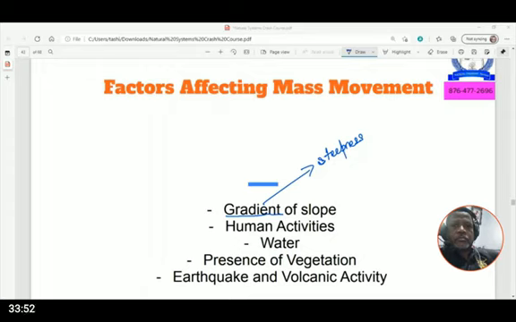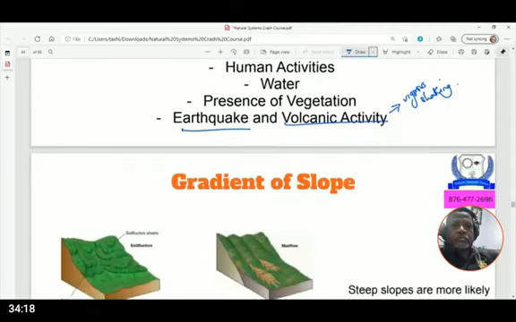Just from the actual shaking movement that occurs as a result of this. So the vigorous shaking will cause loose materials to fall down the slope. So this causes the loose material to fall down the slope. Whether it is fast or slow, earthquake and volcanic activity would still cause that.